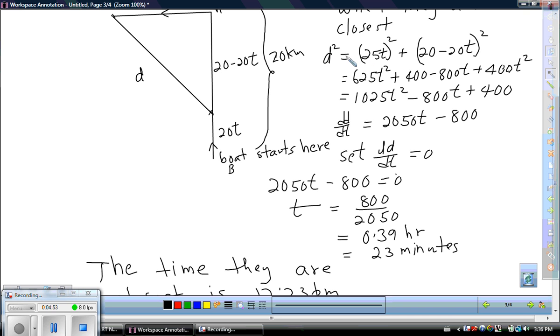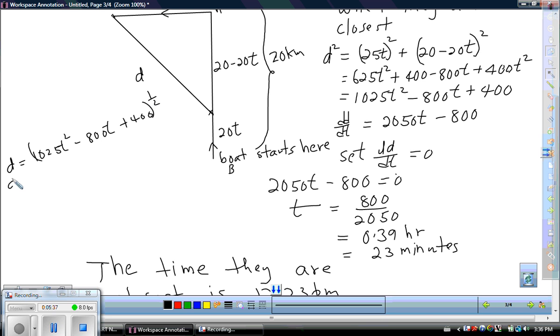Okay. I want to point something out to you here about differentiating the square. What I could have done is found the square root. So D would be equal to (1025t squared minus 800t plus 400) to the power of 1/2.